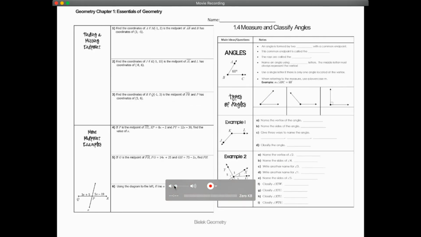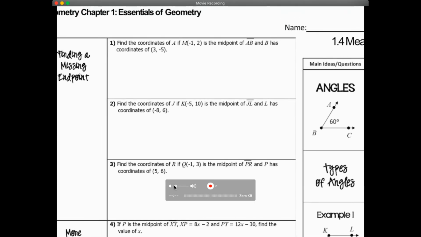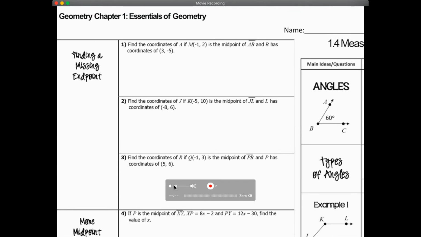Perfect, there we go. Finding a missing endpoint. For this part, they're going to give you the coordinate of one of the endpoints and the midpoint, and you have to find the other endpoint. It says find the coordinates of A if M is (-1, 2), and that's the midpoint of AB, and B has coordinates (3, -5).